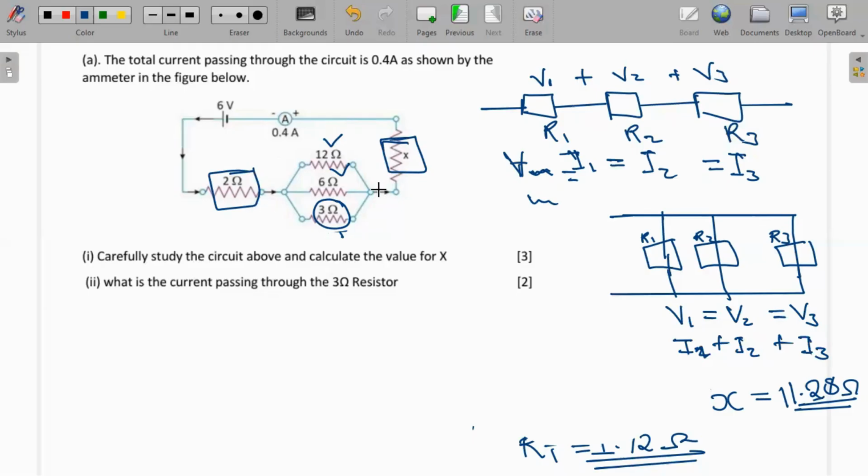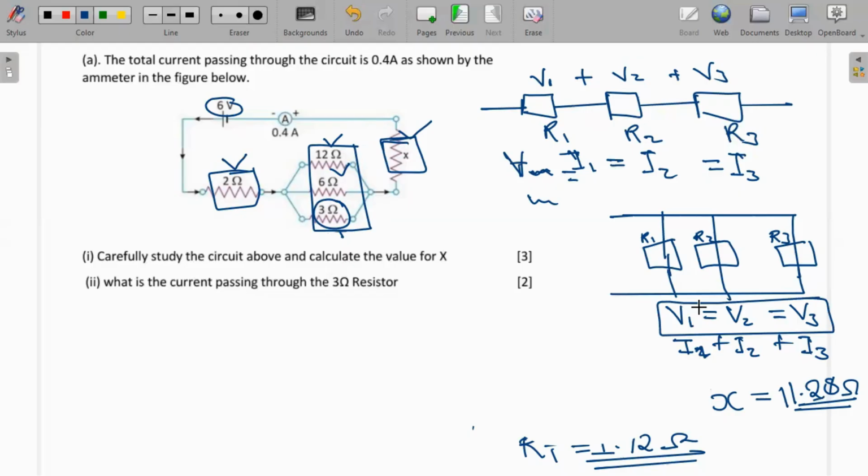We can use voltage, I think. Since they've already given us the total as 6 volts, we can find the voltage passing through that resistor, then the remaining voltage will be shared equally amongst those three. Yes, I think we should use voltage. The remaining voltage will be shared equally amongst those three because voltage is the one that is shared equally in a parallel combination of resistors.